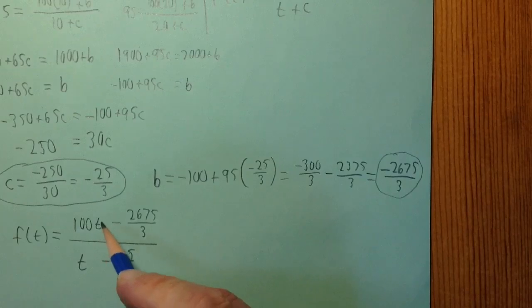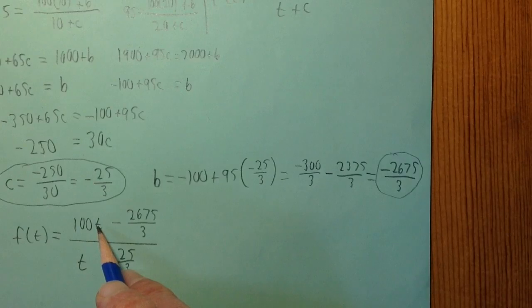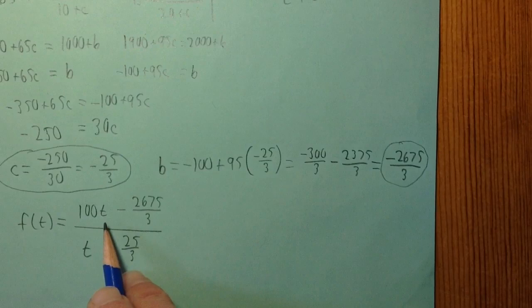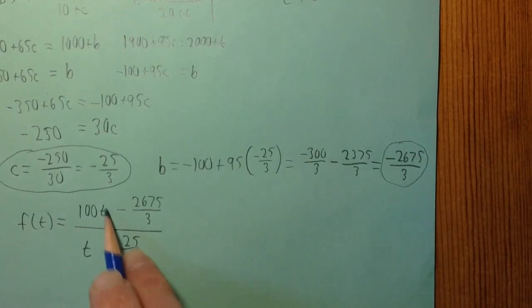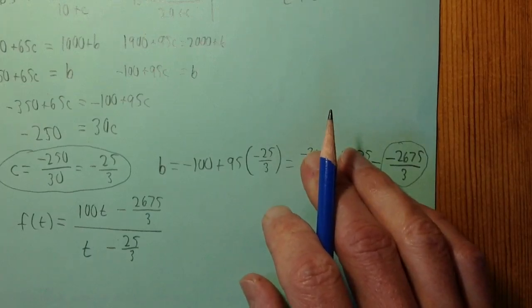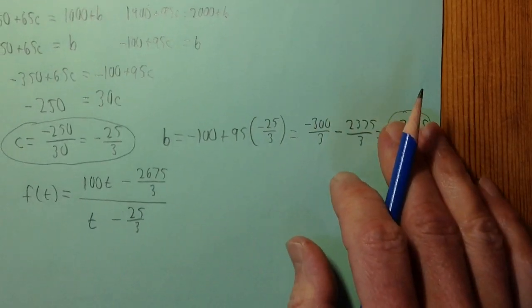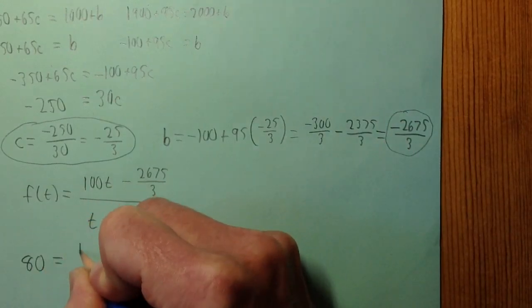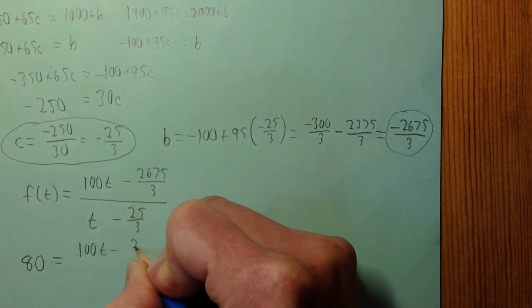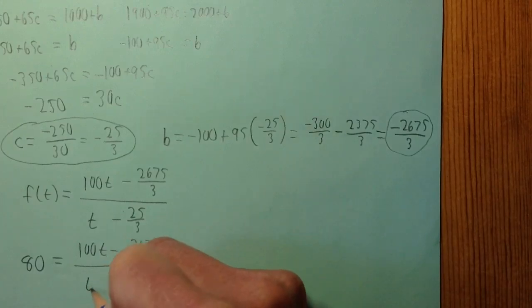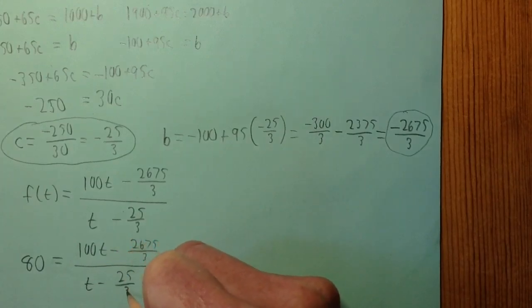If we plug in a certain amount of time, we can figure out what grade we get, or if we know our grade, we can figure out how much time, which is more work, and of course that's what they give us to figure out. If they say, if you study for 1 hour, what kind of grade do you get, you just plug in 1 for t. They say we want a score of 80%, how long do we gotta study? So we plug in 80 here, and we gotta solve for t: 100t minus 2675 over 3, divided by t minus 25 over 3, but it's not too bad.